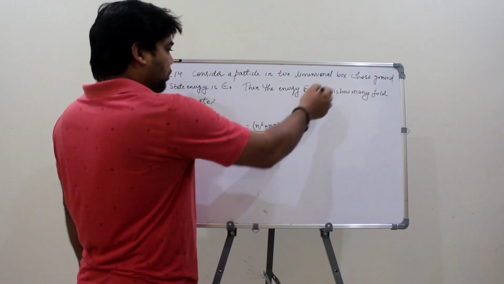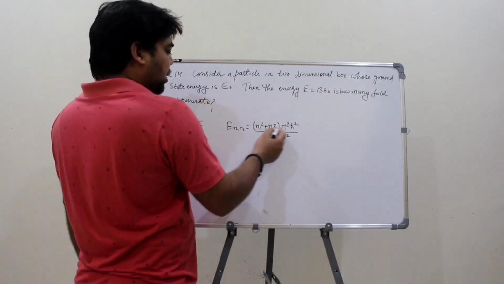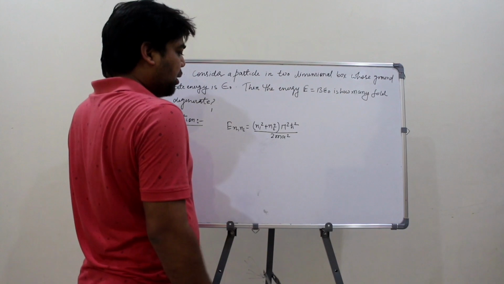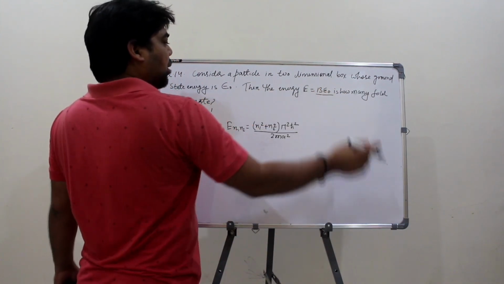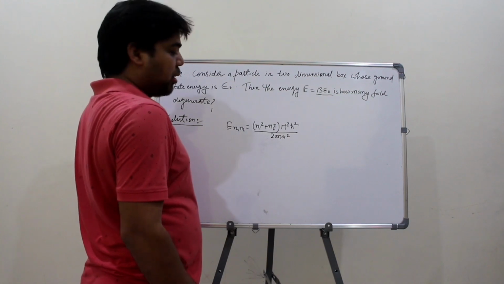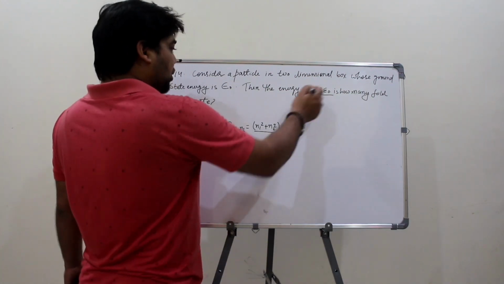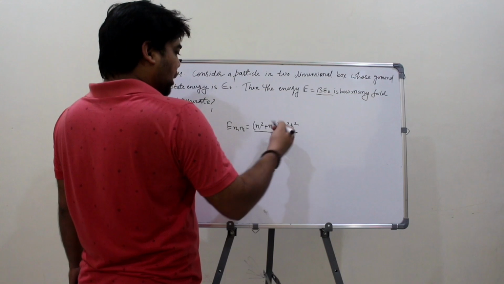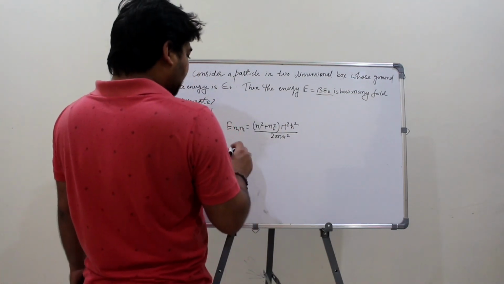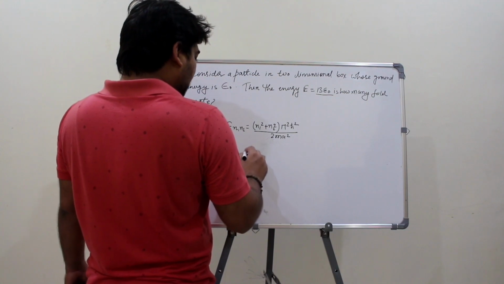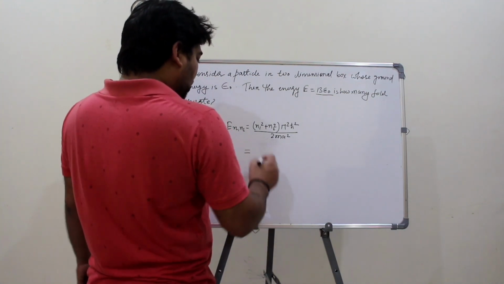So if epsilon naught is the energy of the ground state, then what is the energy of this state, which is 13 epsilon naught, right? So 13 epsilon naught means 13 times epsilon naught, which is the ground state energy. So what is it? It is 2 square.